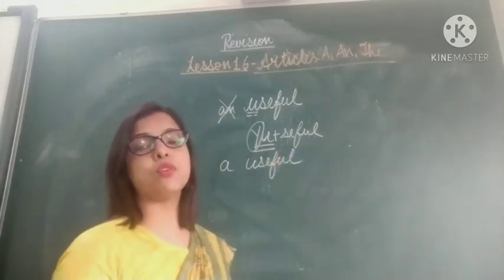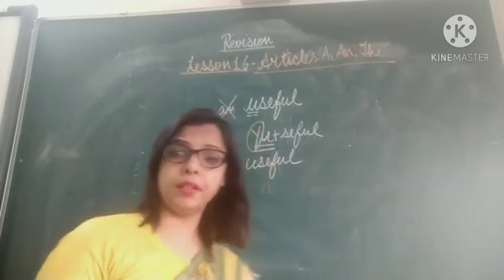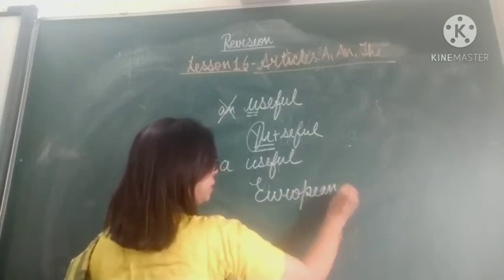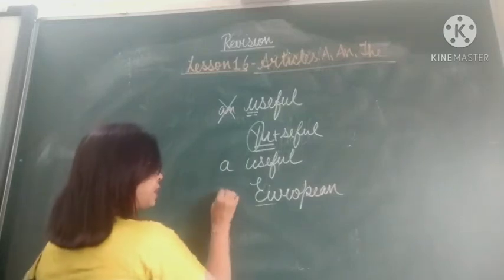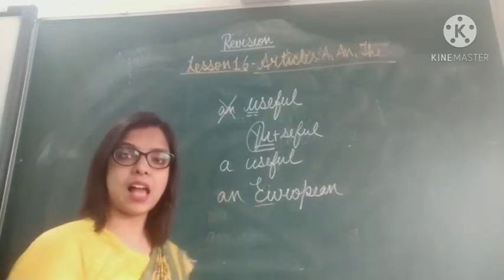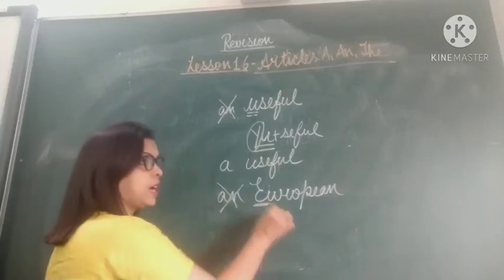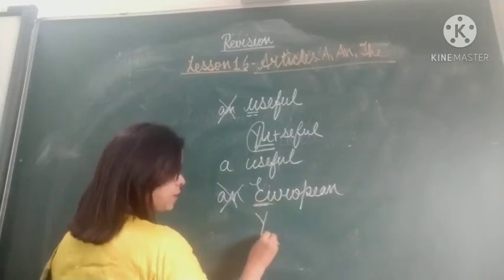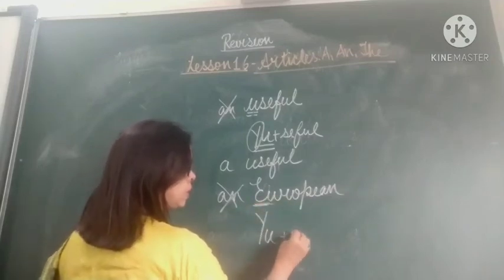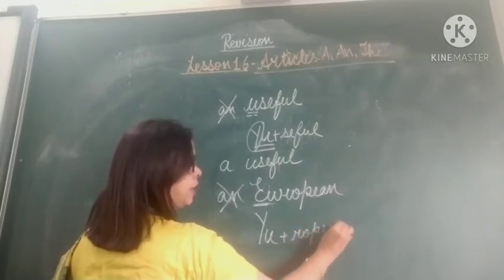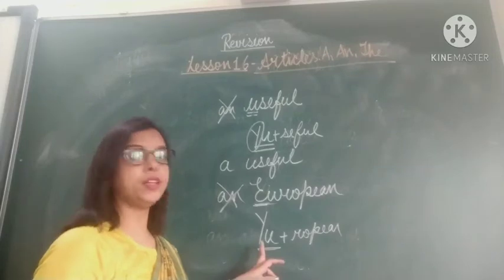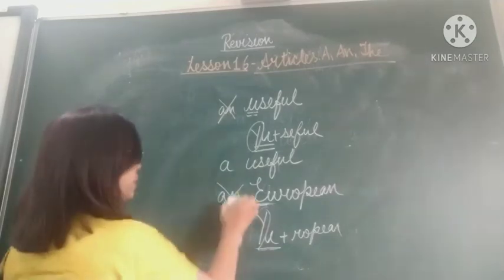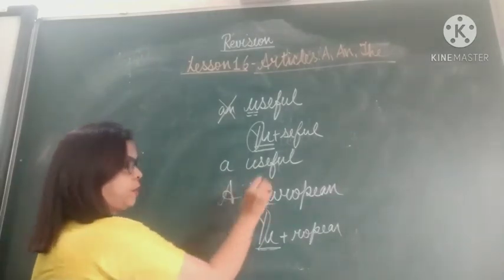Okay, if I take one more example, European, E-U-R-O-P-E-A-N. E is a vowel, right? So we should write an European. But we do not write an European. Why? Because it is again giving the sound of a consonant. We pronounce it like Y-U plus R-O-P-E-A-N. It is European. Y-U is coming. So Y is a consonant, therefore we write a European and not an European.